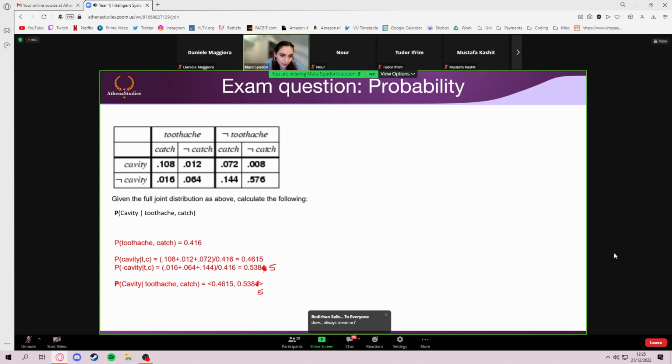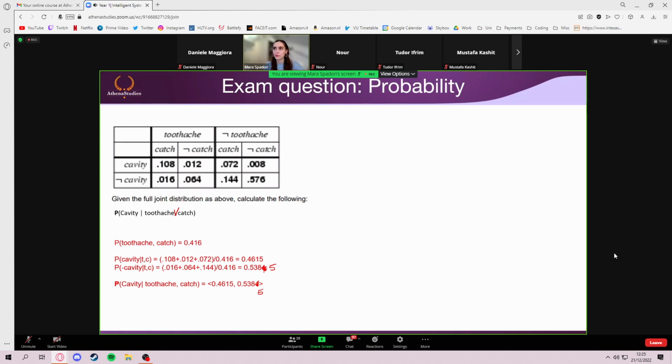I think I made a mistake here with the notation. Sorry, I feel like usually it means and indeed, but I meant or. Yes, sorry. Okay. I think for the rest it was also okay.